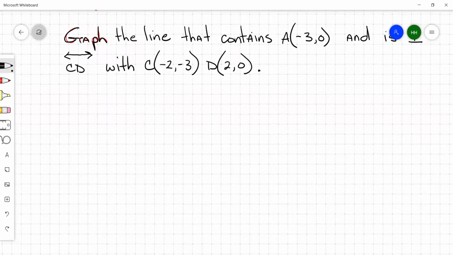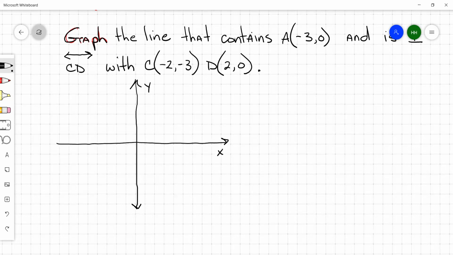So the first thing that I'm going to do is graph the line that I know I can graph, okay? So if we take this coordinate plane, here's our X, here's our Y. We're going to put point C on it, which is at negative 2 and negative 3. Here's point C. Point D is at 2, 0. So here's point D. And here's this line.